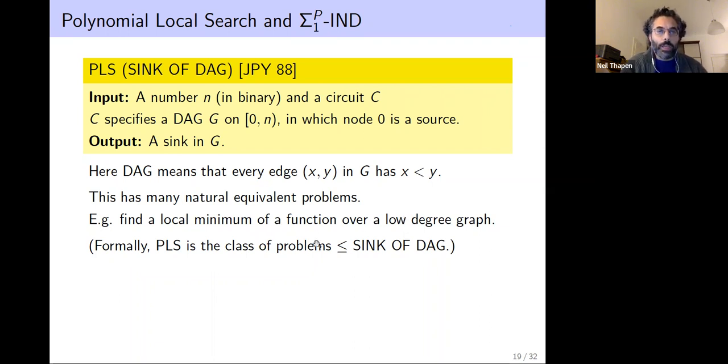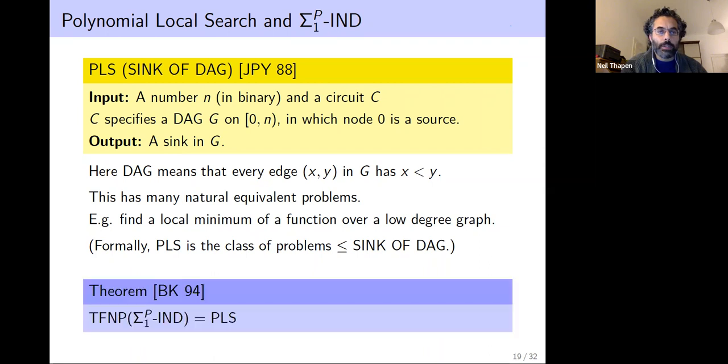And so the oldest connection of bounded arithmetic and TFNP is this one of Buss and Krajíček in '94, that if you take this theory, which is Buss's T^1_2, or its induction for NP formulas, then the TFNP problems it proves total are exactly those in the class PLS.